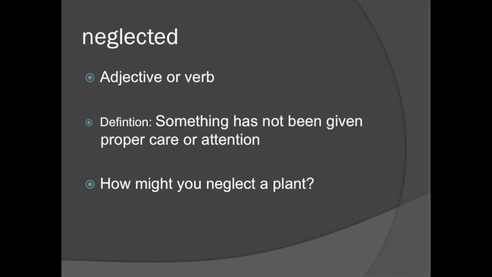The next word on our list is neglected, and neglected can be used as an adjective or as a verb when it's used in a sentence. Here's what the word neglected means. Something that has not been given proper care or attention. You can use the word neglected in a sentence like this. The student neglected to do his homework and so ended up going to workroom during recess. Now think about this question. How might you neglect a plant? Write your response on your vocab sheet.